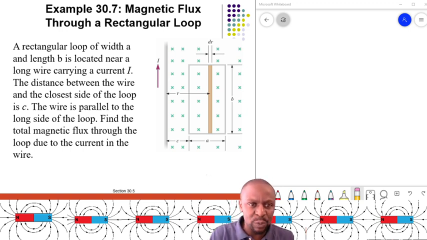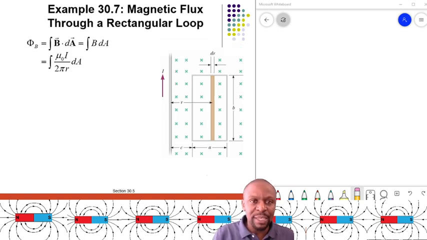Now, the distance between the wire and the closest side of the loop is C. The wire is parallel to the long side of the loop. Find the total magnetic flux through the loop due to the current in the wire. Therefore, we know the equation of the magnetic flux. The equation of the magnetic flux is just given by this, B dot dA.